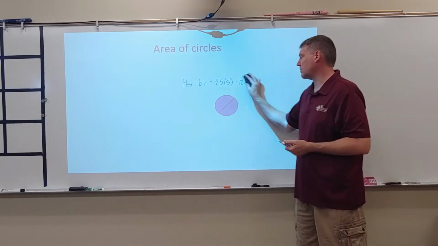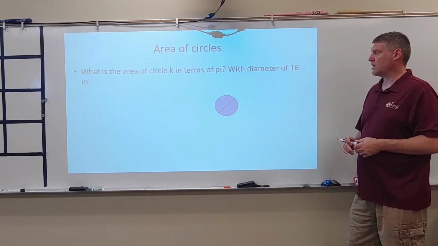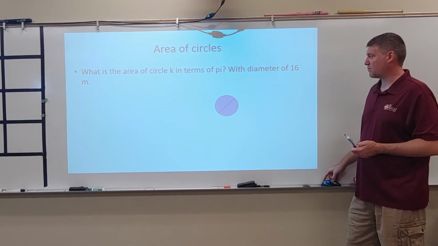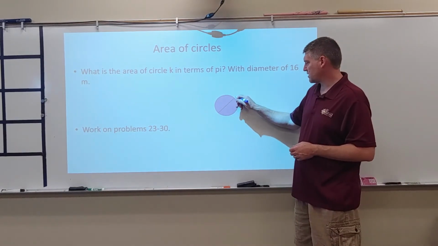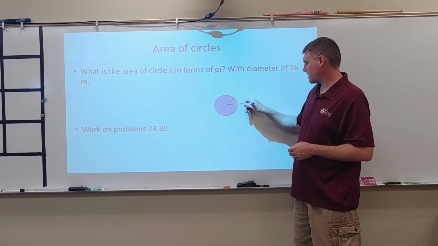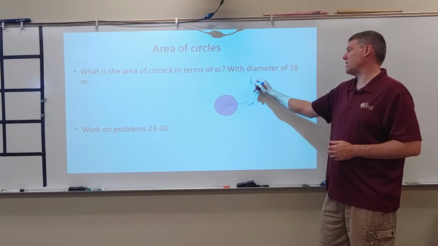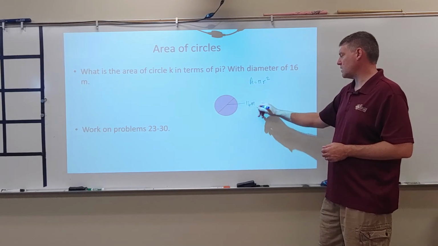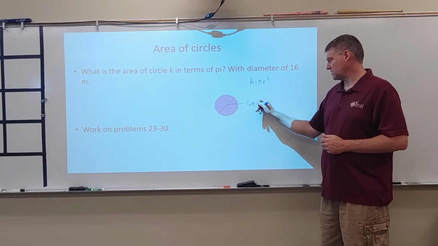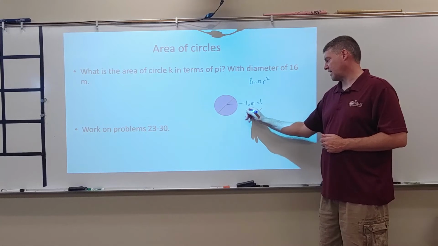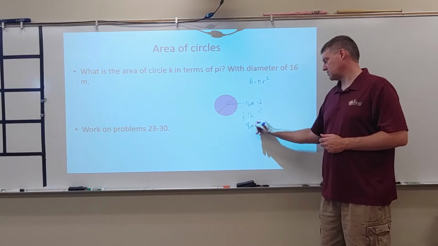Okay, areas of circles. What is the area of circle K in terms of pi with a diameter of 16 meters? So this length here is 16 meters, and we need the area. If you remember, area equals pi r squared. Well, this is my diameter, not my radius. My radius is half of this, so it's 1/2 of 16, or 8 meters.